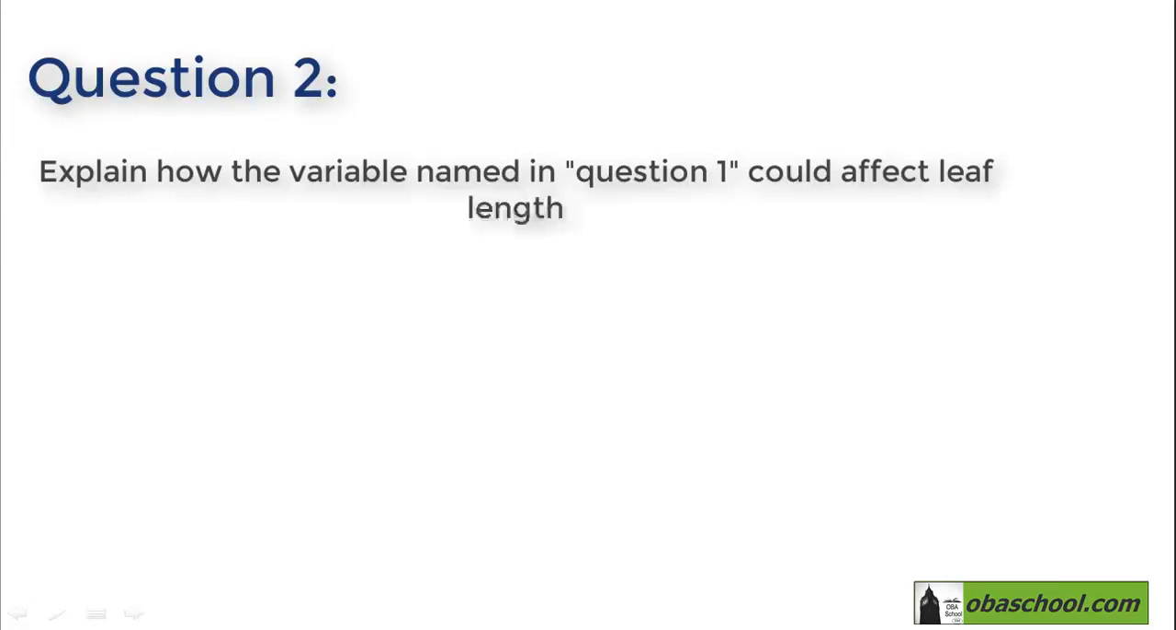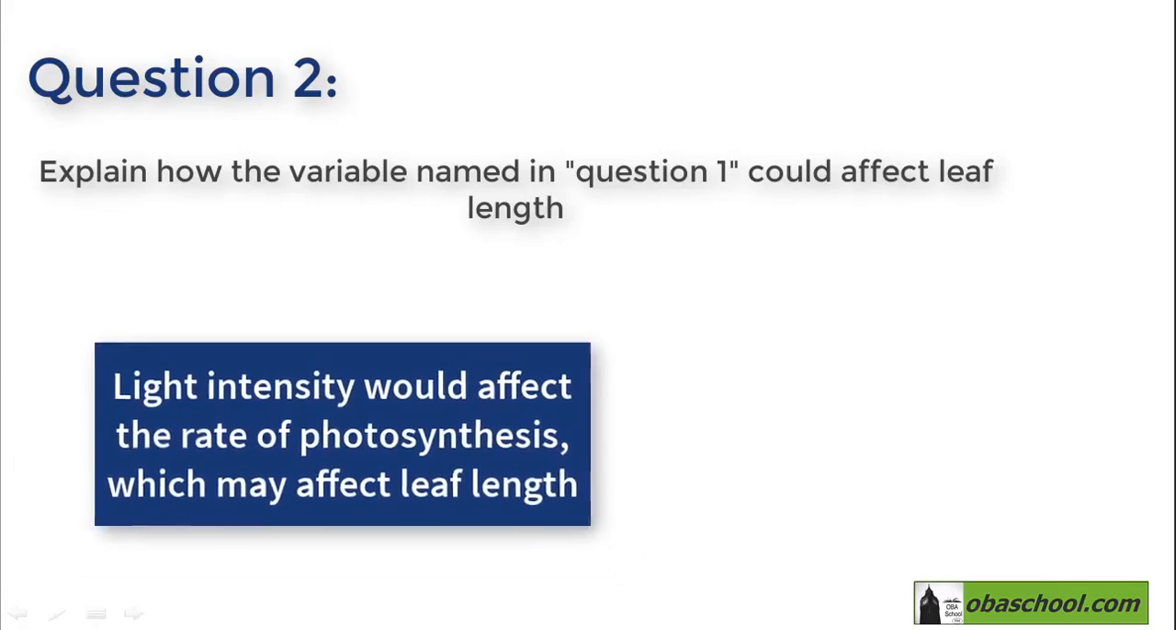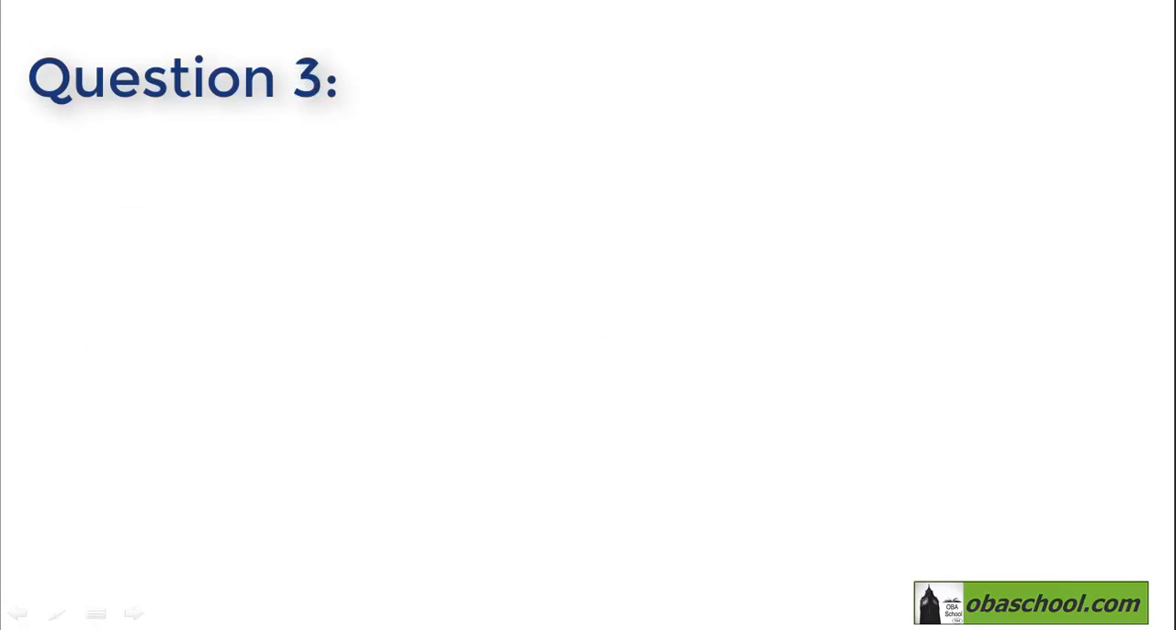Question 2. Explain how the variable named in question 1 could affect leaf length. Make sure that your answer is linked to the variable you gave in question 1 and describes its effect on a biological process related to leaf size, such as photosynthesis or respiration. So, light intensity would affect the rate of photosynthesis, which may affect leaf length.